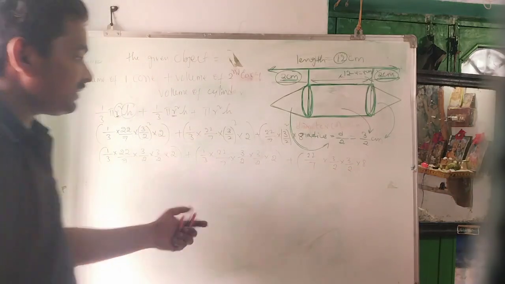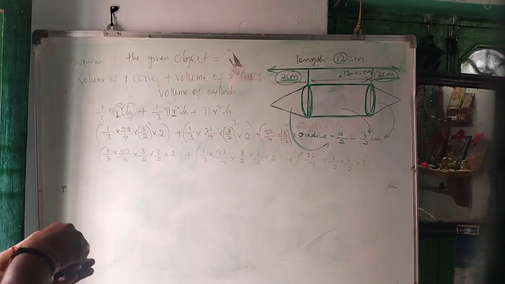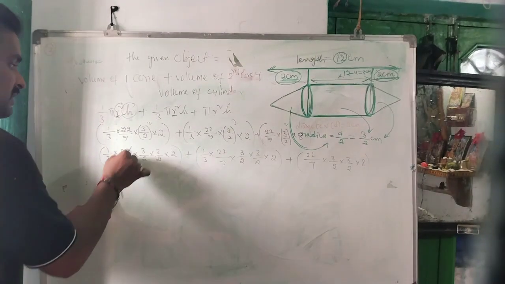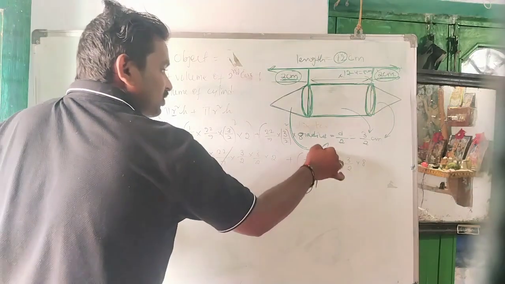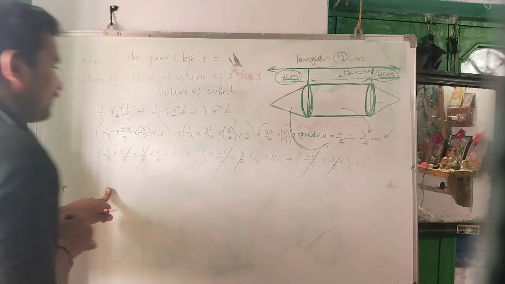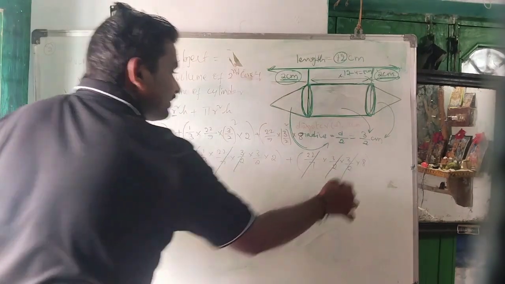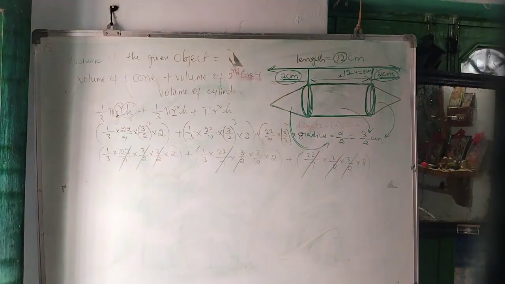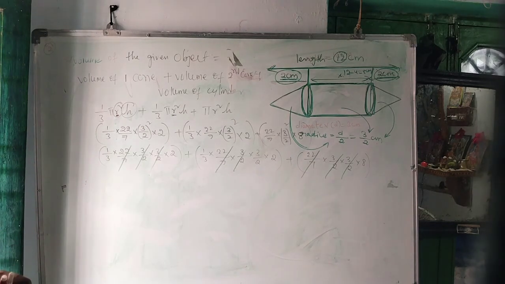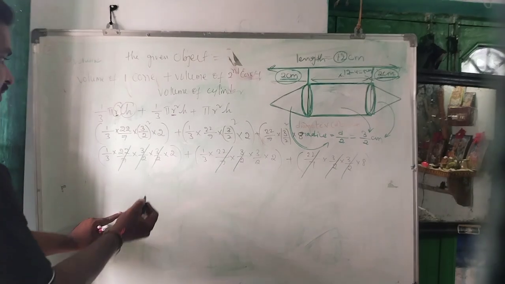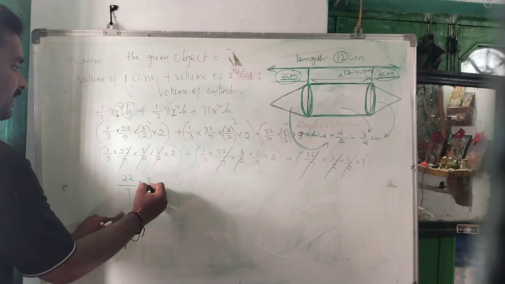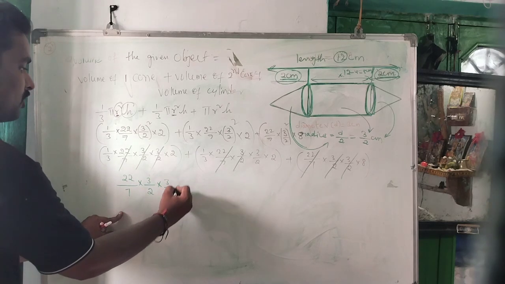Now let us identify the terms which are common. Shall we find any common terms in the 3 volumes? 22 by 7 is common, not cancel. 22 by 7 is just common. 3 by 2, 3 by 2, 3 by 2 common. 3 by 2, 3 by 2 common. Okay, so these are the common terms. Now take out the common terms here. 22 by 7 into 3 by 2 into 3 by 2 are common.